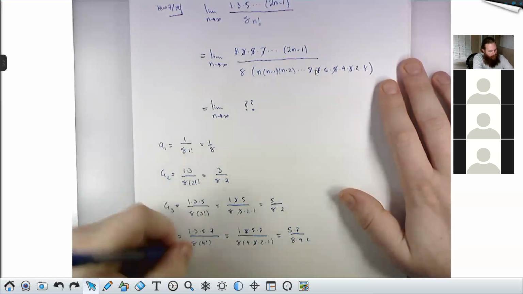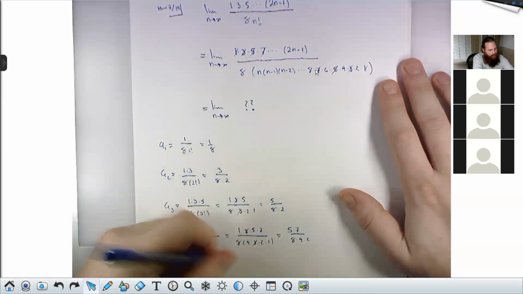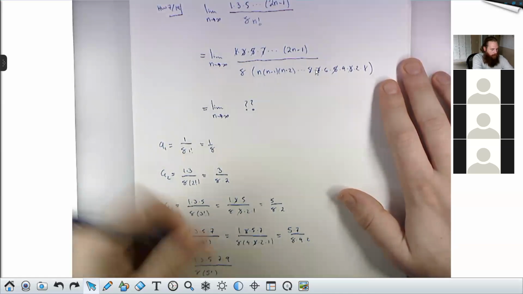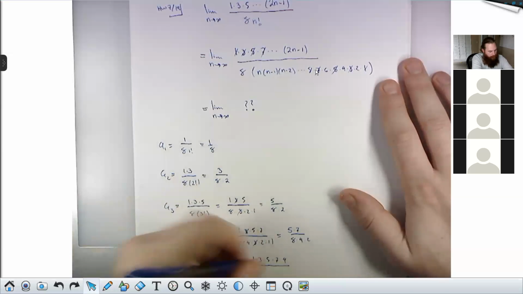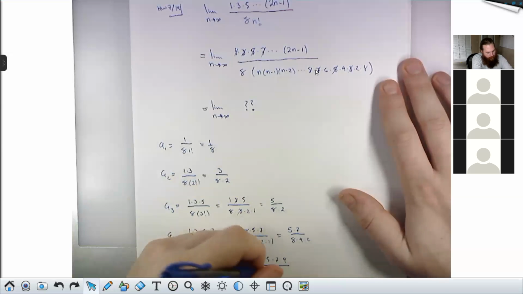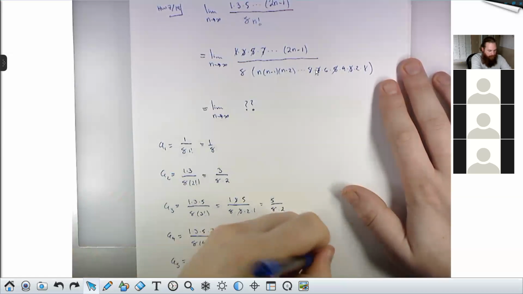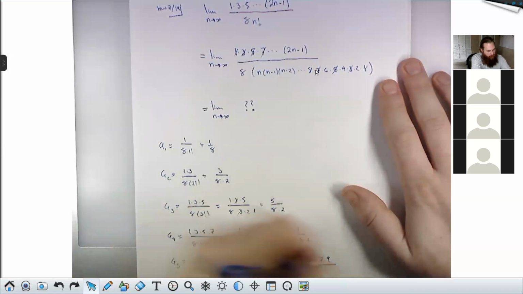A5 is 1 times 3 times 5 times 7 times 9 over 8 times 5 factorial. So it's 1, 3, 5, 7, 9 over 8 times 5, 4, 3, 2, 1. The 5's cancel, the 3's cancel. And you get 7 times 9 over 8 times 4 times 2.